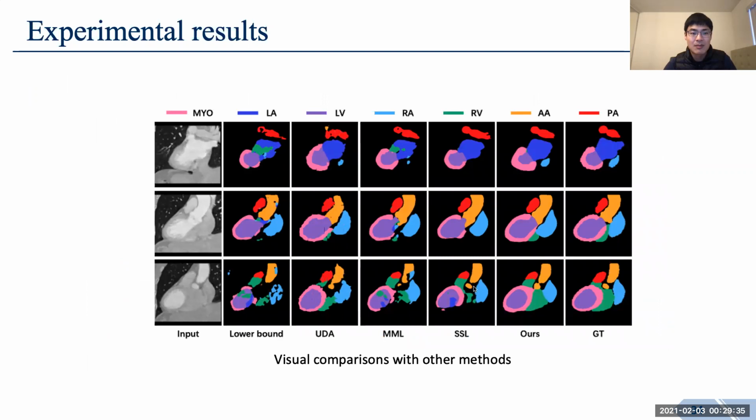And we also show some visual results for comparison. This is the lower-bound performance, that means this is the performance of CT supervised only. And this is the unsupervised domain adaptation. This is the multi-modality learning, semi-supervised learning, and our method. And this is the ground truth. So compared with the unsupervised domain adaptation and other methods, we can see that our method can generate very smooth predictions and also reduce some false positives compared with the baseline.